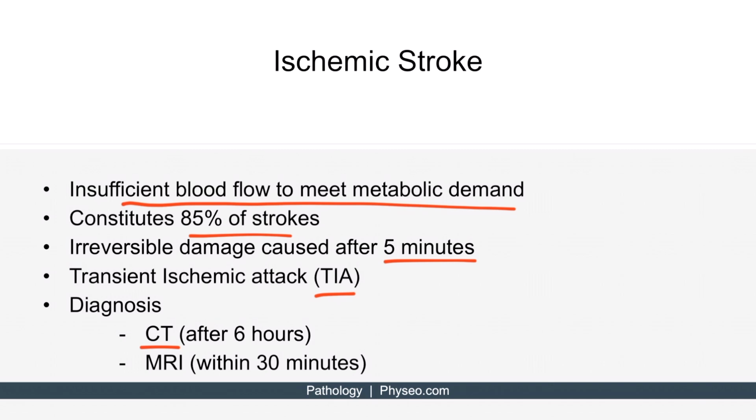Ischemic changes only appear on CT about 6 hours after onset of symptoms, however. For this reason, a brain MRI is the gold standard for confirming the presence of an ischemic stroke in patients who present with symptoms in the last 6 hours. So an MRI can detect changes within 30 minutes.